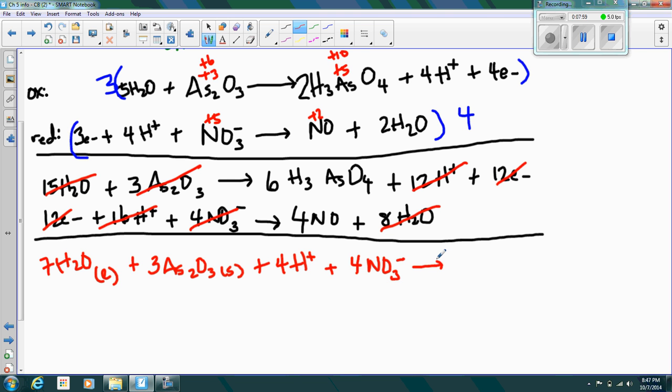Now I need to do my products. And I have 6 acids. And that is an aqueous substance, for acids are all aqueous. And we have 4 nitrogen monoxides, which is in the gaseous phase. Okay, that's it. That is our balanced equation.